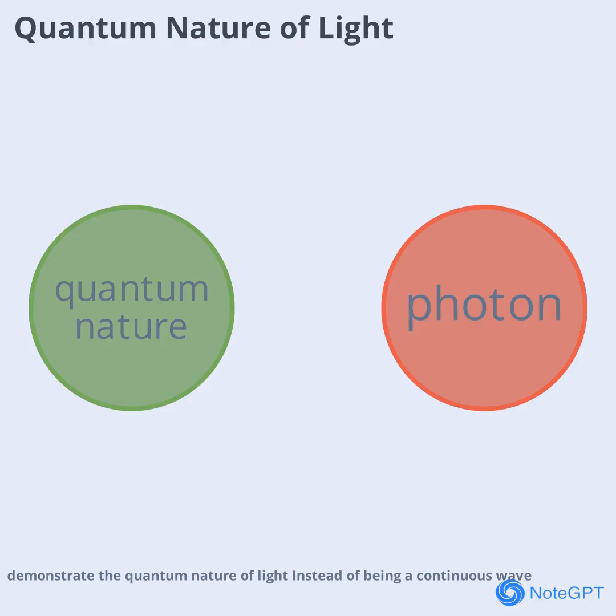Instead of being a continuous wave, light is made up of discrete packets of energy called photons. Each photon carries energy proportional to its frequency, and only photons with enough energy can cause electron emission. This quantum view is central to modern physics.